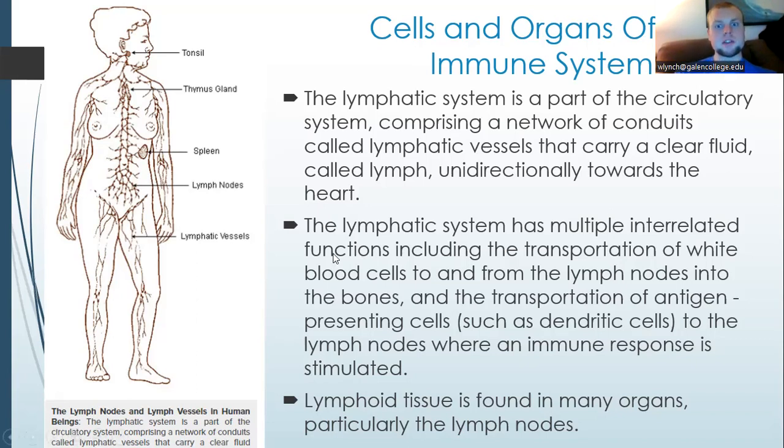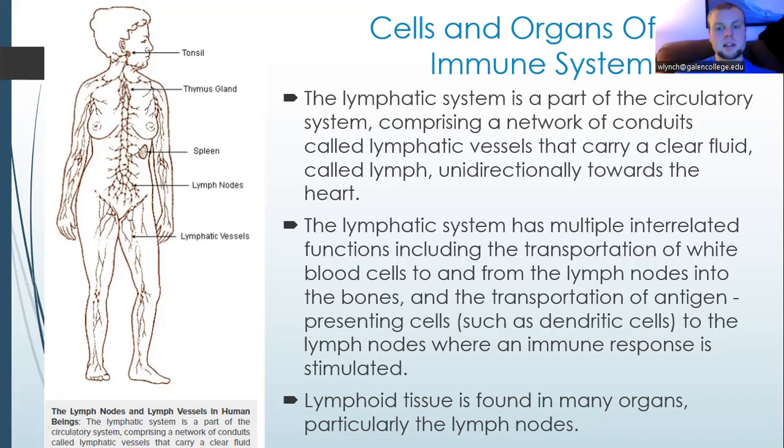We have several different functions of the lymphatic system. Again, filtering the fluid out from the interstitial space. It's going to be a large area of white blood cell concentration, so we can do a lot of immune detection and pathogen destruction here. We're going to transport those white blood cells around. We transport the antigen presenting cells, such as dendritic cells, to the lymph nodes.